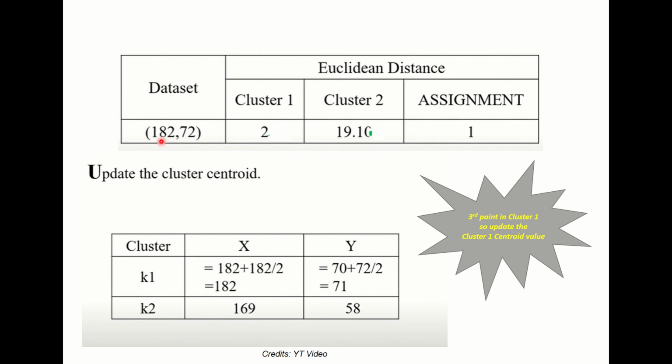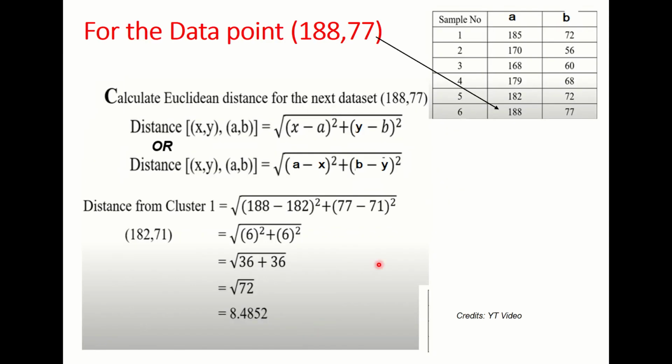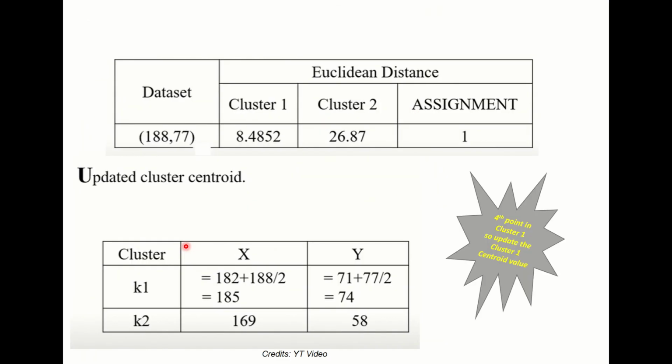So this is the point which is there, and the initial point. So (182 + 182)/2 and (70 + 72)/2. So you will get this updated cluster point, and K2 remains the same because no other point has been added to K2. Now you will again take the last data point. You will consider the distance from cluster 1 and cluster 2. So you understood that it has to be placed in cluster 1 again. So you need to update the centroid value. You will update the centroid value of K1 as this one, and your K2 remains the same.